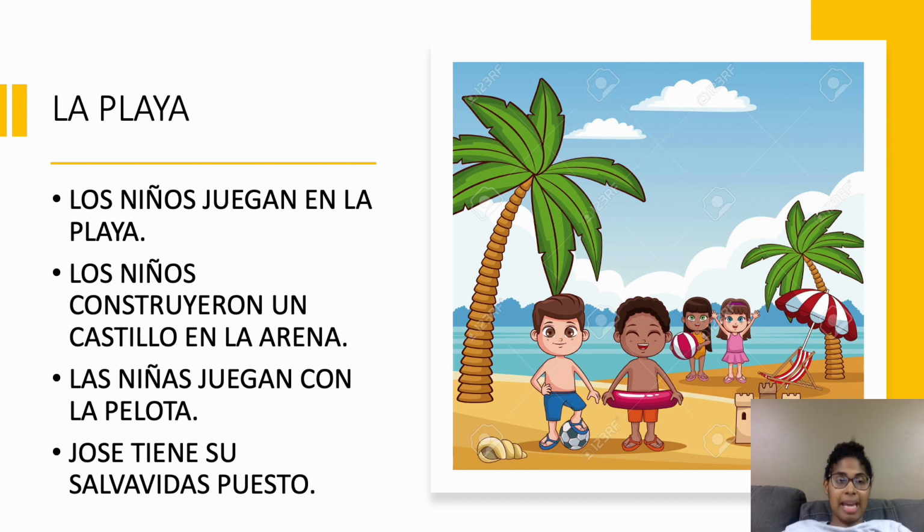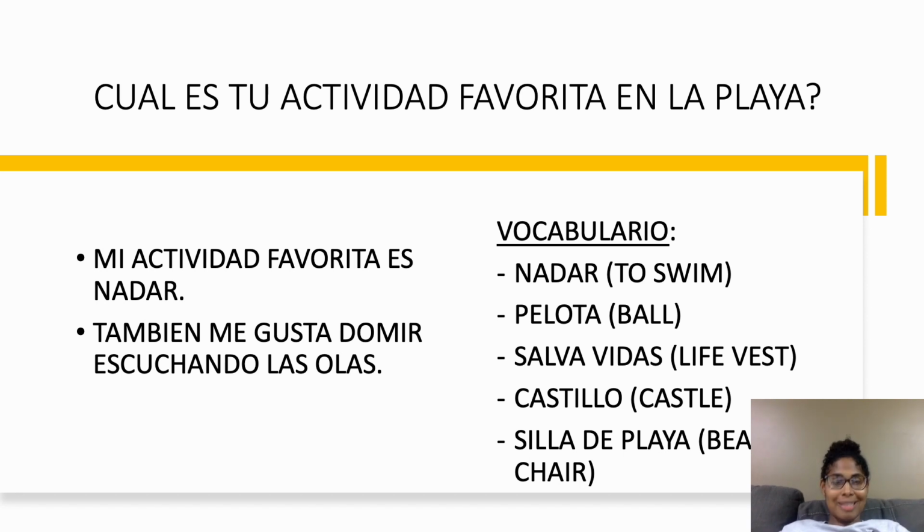And then José tiene su salvavidas puesto. Life jacket or life vest. So this is Jose. What does he have on? His life vest or jacket. No, the jacket, yeah, that's a vest, I think. I have no idea. So anyway, again, I want you to see the sentences with the picture so you start associating, oh, that's what this could mean. Now you know what this means.